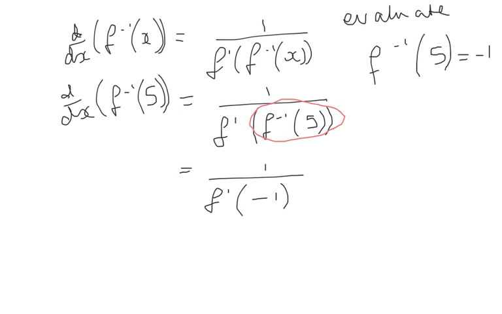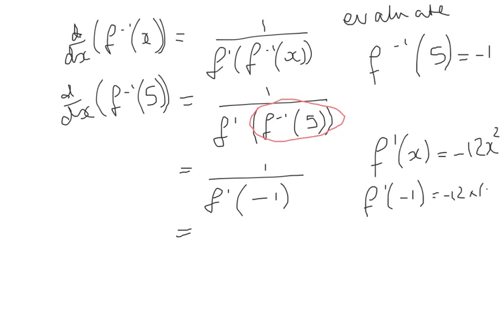Inverse function of 5 equals negative 1. And the derivative, remember the derivative of the original function was negative 12x squared. So if we do the derivative at negative 1, negative 12 times negative 1 all squared. Negative 1 all squared is 1, so negative 12 times 1 is negative 12. So we're just putting the negative 12 on the denominator, 1 over negative 12. So that's our answer.